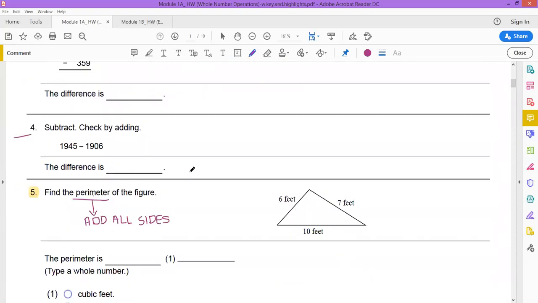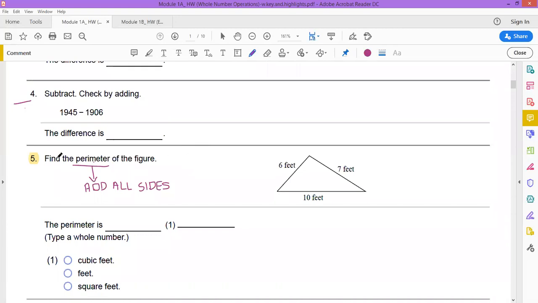It's in the hundreds place. Now let's look at number 5. You're asked to find the perimeter of this figure. You see a triangle with lengths 7, 6, and 10 feet. To find the perimeter of any shape, you just add all sides. So in this case, we have 3 lengths. We will add each of the sides. So we're adding 6 plus 7 plus 10.